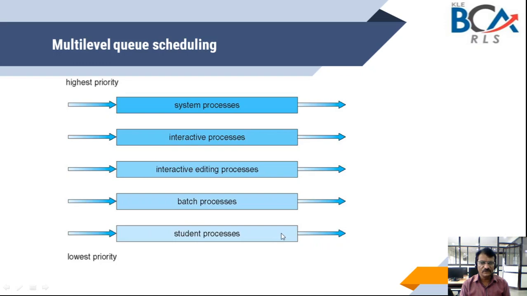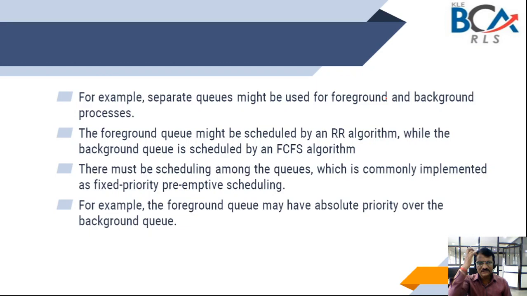For example, this may follow first come first serve, this may follow priority scheduling, this may follow round robin, and so on. It depends on the operating system which algorithm a particular queue follows. So, for example, separate queues might be used for foreground and background. The foreground queue might be using round robin, while the background queue might be using first come first serve, where whichever comes first will be given the process.